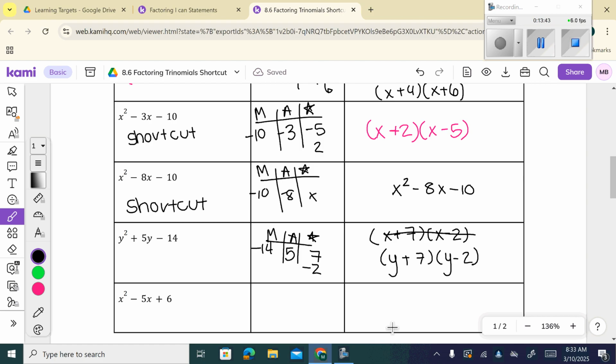Okay? All right, can you shortcut this one right here? Yes. Ms. Brown, does it matter which one you put first? It does not matter which one you put first. Okay? I want you to try this one right here. Set up your chart, try to get all the way to your answer.